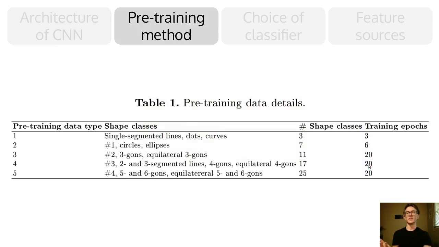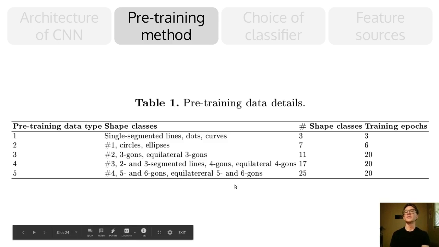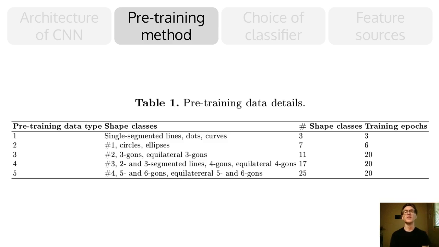3x3 convolutions, 64 of them, with ReLU activation and 2x2 max pooling, and then a softmax output. For pre-training, we consider 5 different sets of shapes, each of which contains all the previous sets. So these shapes range from just single segmented lines, dots, or curves, all the way up to equilateral and non-equilateral polygons.